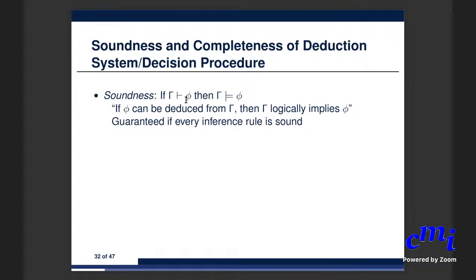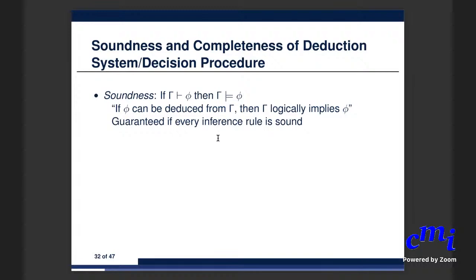It relates this. So you don't want a proof to deduce a formula phi as a consequence of a set of assumptions, and then have phi be false on models for which every formula in gamma is true. That's what it guarantees. So soundness is very important. This can be established as long as every inference rule in your deduction system is itself sound. And that's how you normally prove it.